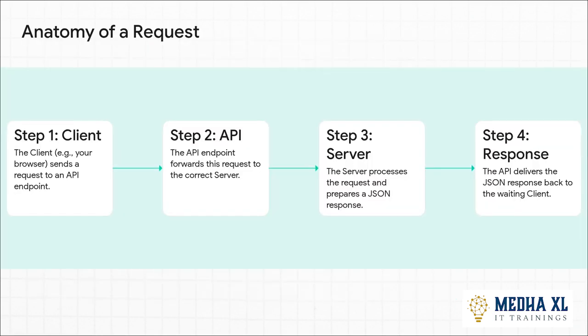So let's put it all together. You, the customer, the client, tell the waiter, our API endpoint, what you want. The waiter takes that order straight to the kitchen, the server. The kitchen prepares your meal, which is the response, and finally, the waiter brings that perfectly cooked meal right back to your table. Simple, right? That is exactly how an API request works.